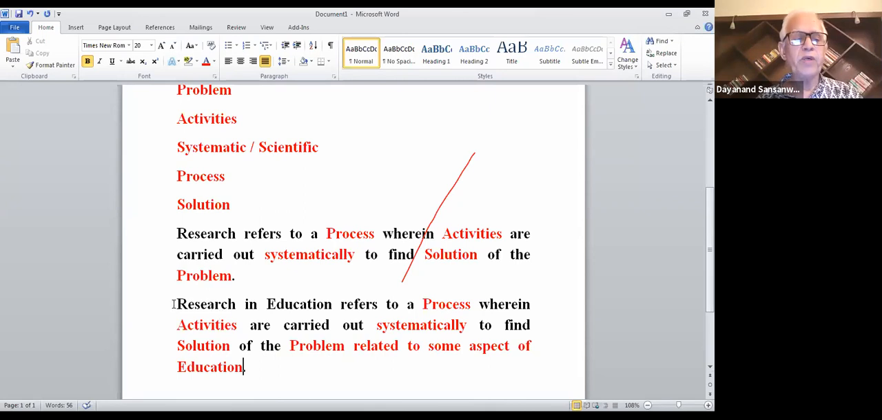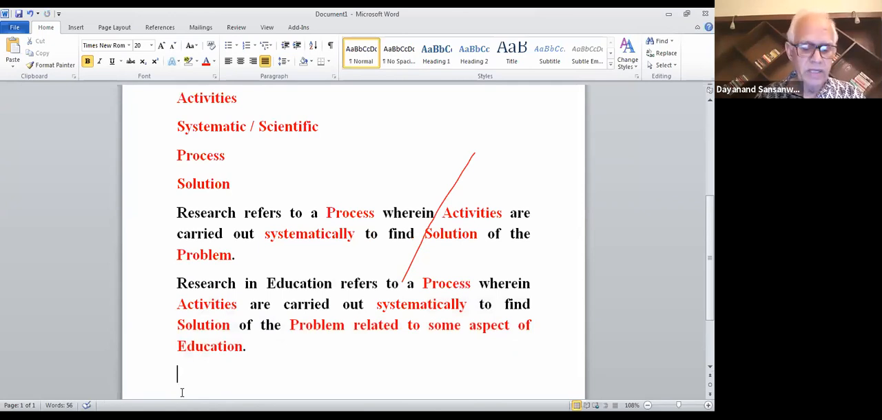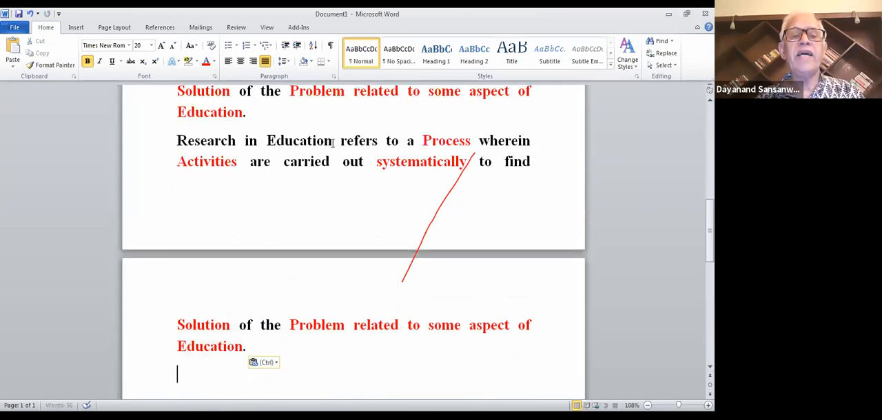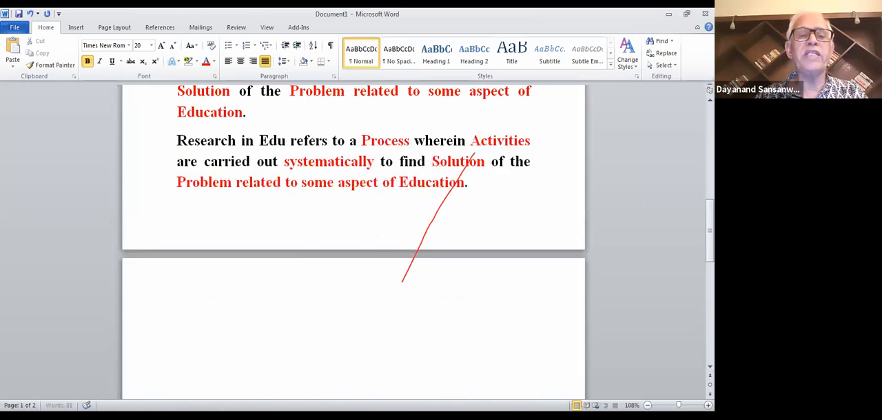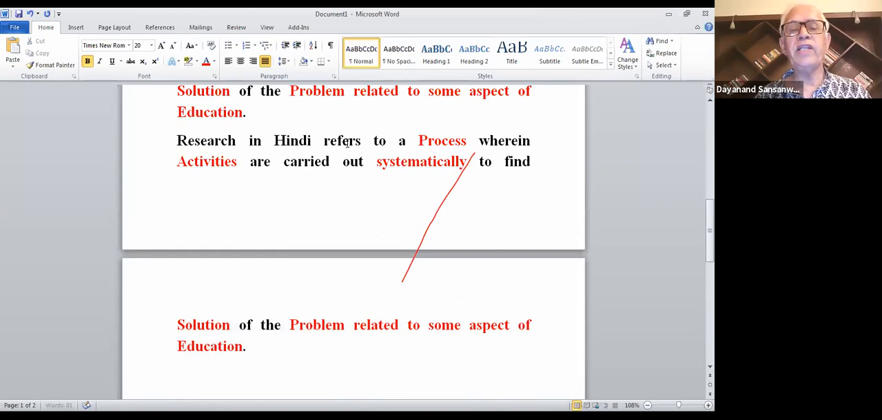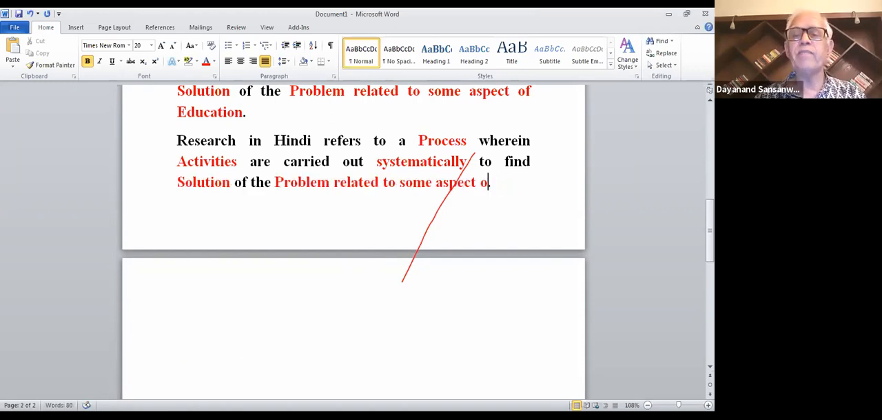Now, suppose you want to say research in Hindi. Then in place of education, you can say Hindi. Research in Hindi refers to a process wherein activities are carried out scientifically or systematically to find a solution of a problem related to some aspect of Hindi.